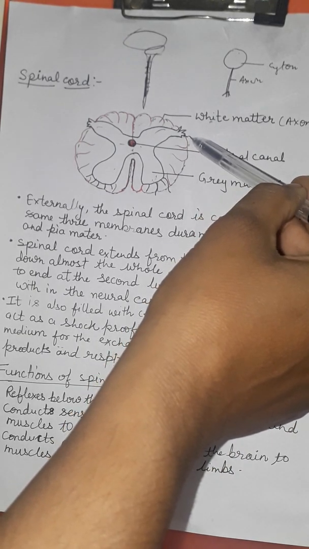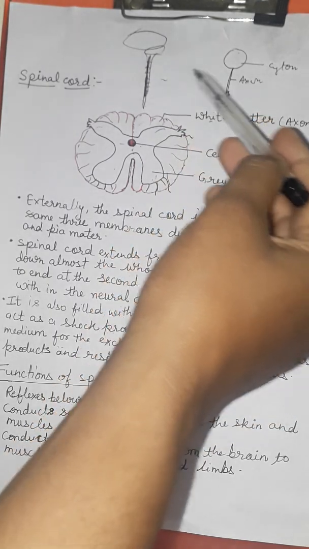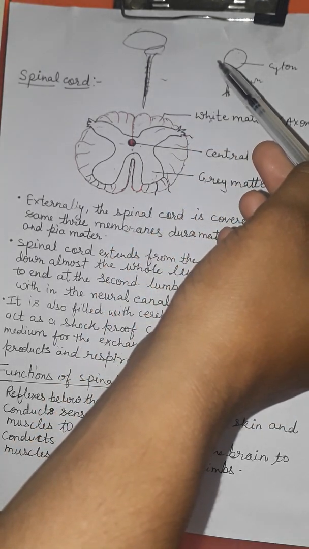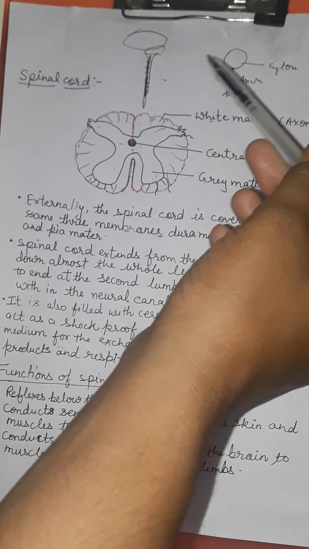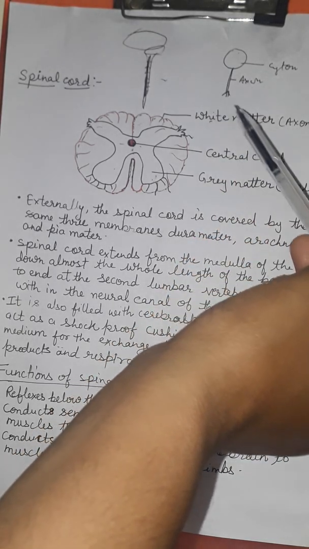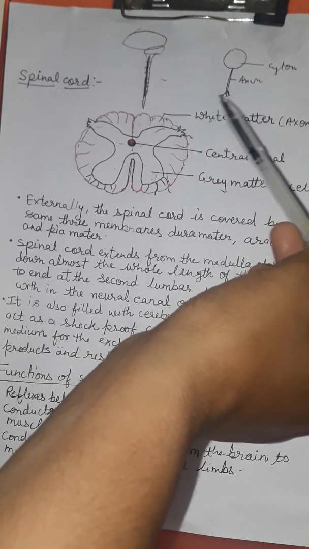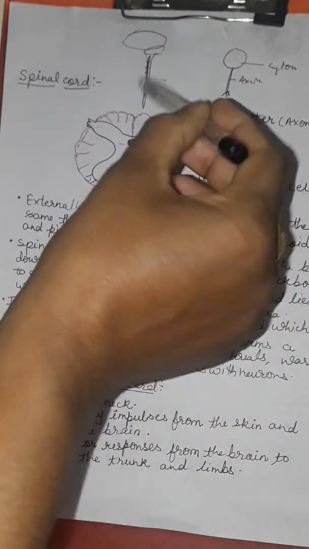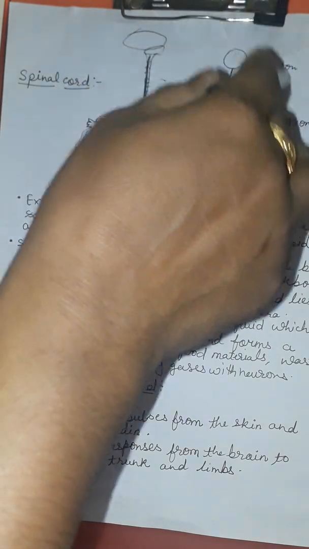What is the function of the cerebrospinal fluid? It prevents shock and jerk and acts as a shock-proof cushion, and forms a medium for exchange of food material, waste products and respiratory gases with nerves. Okay, so the spinal cord contains three membranes.